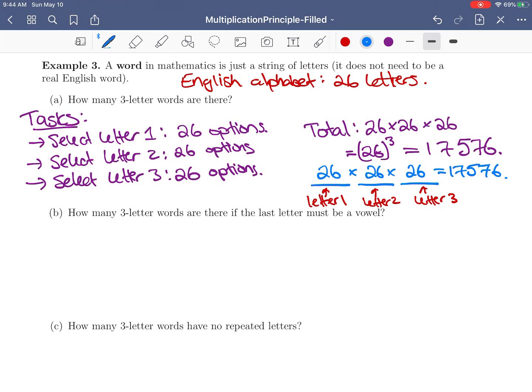So you're saying to choose letter 1, there's 26 options. To choose letter 2, also 26 options. For the rest of them, I'm going to start writing it with this sort of shorthand notation.